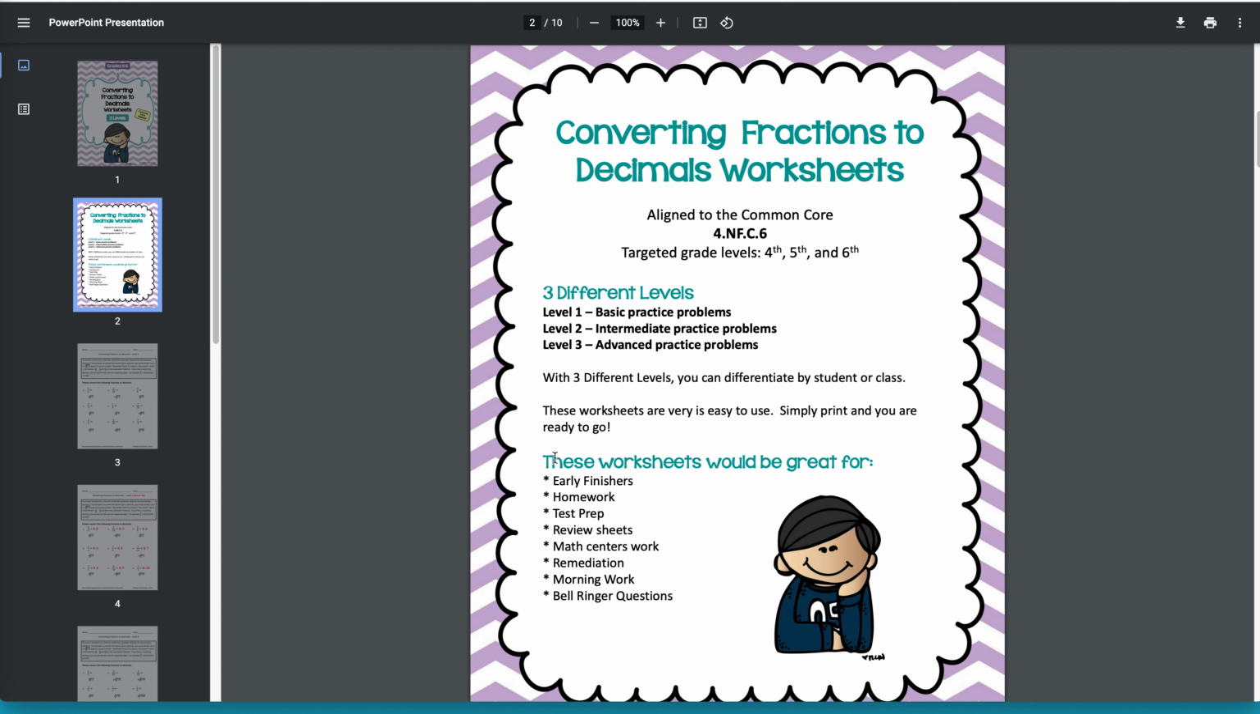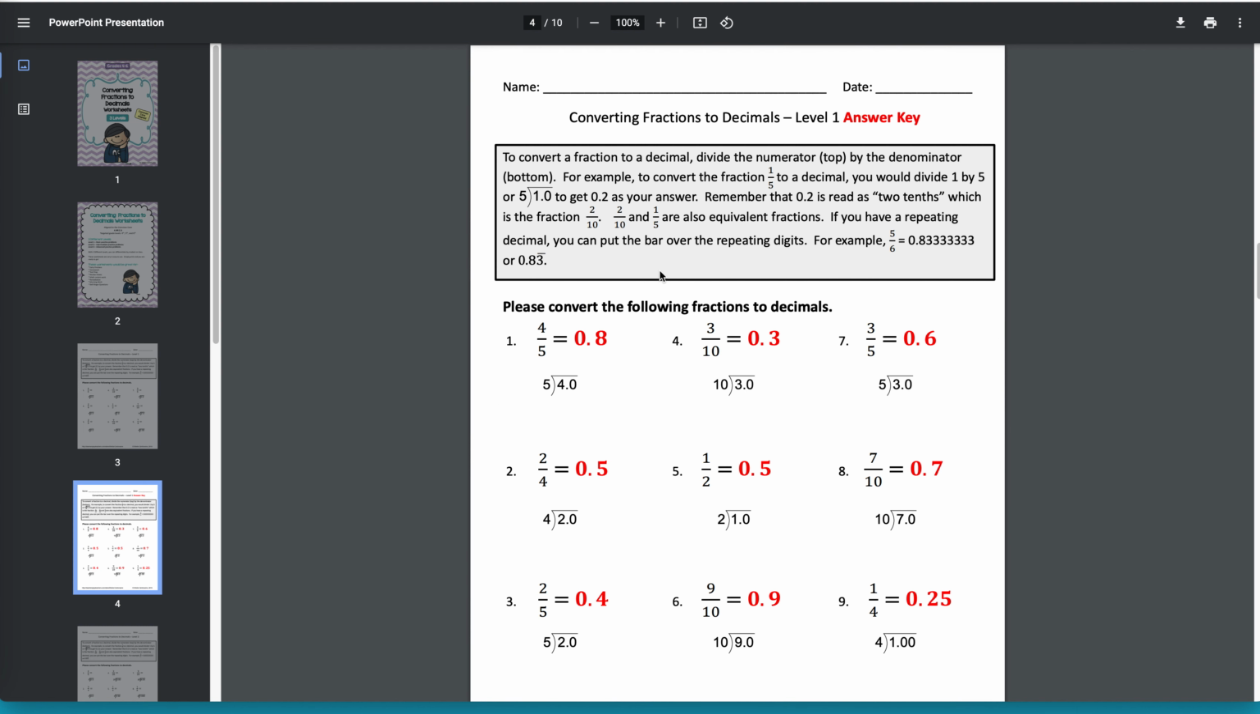Lots of different ways that you could use it: early finishers, homework, test prep, review, math centers. It's really great for math centers because you have the 3 different worksheets: remediation, morning work, bell ringer, lots of really great options. So I'm going to show you, this is the level 1, and this is the answer key.